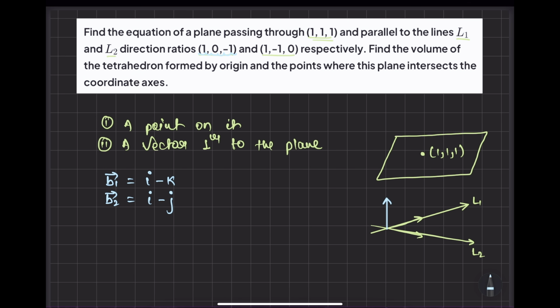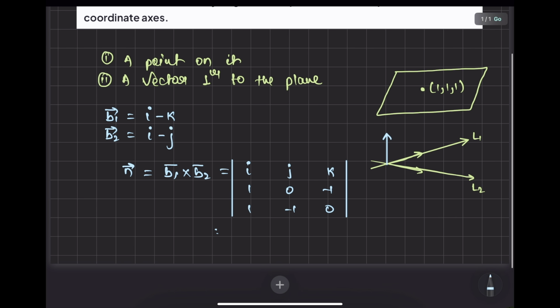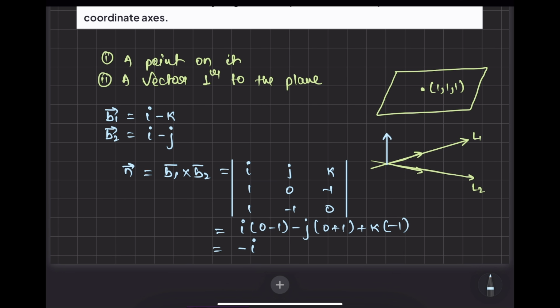So if we do the cross product, we will get a normal vector. So the normal vector will be equal to what? b1 cross b2. You can go with b2 cross b1 as well. Still the vector will be normal to the plane only and our task will be done. So it is i j k, 1 0 minus 1, 1 minus 1 0. Okay, now i is 0 minus 1, then minus j is 0 plus 1, then k is minus 1. Okay, so you can write this as minus i minus j and minus k, correct? So we got our vector perpendicular to the plane.